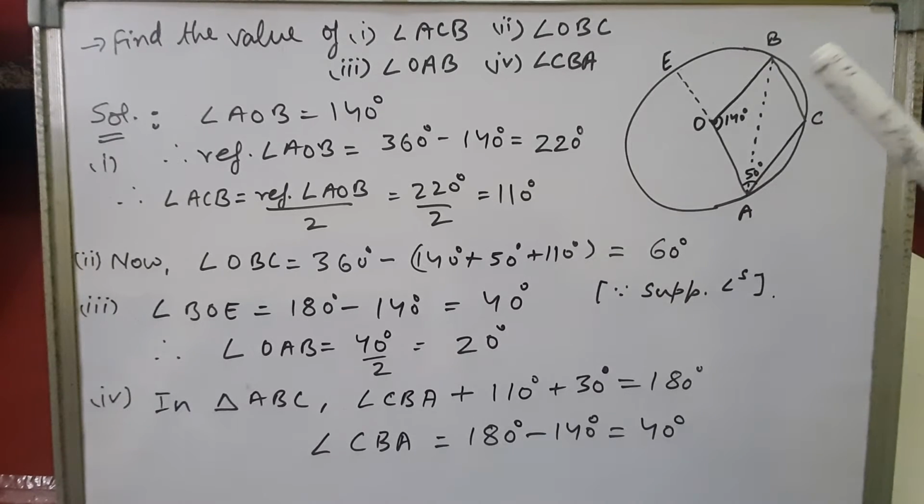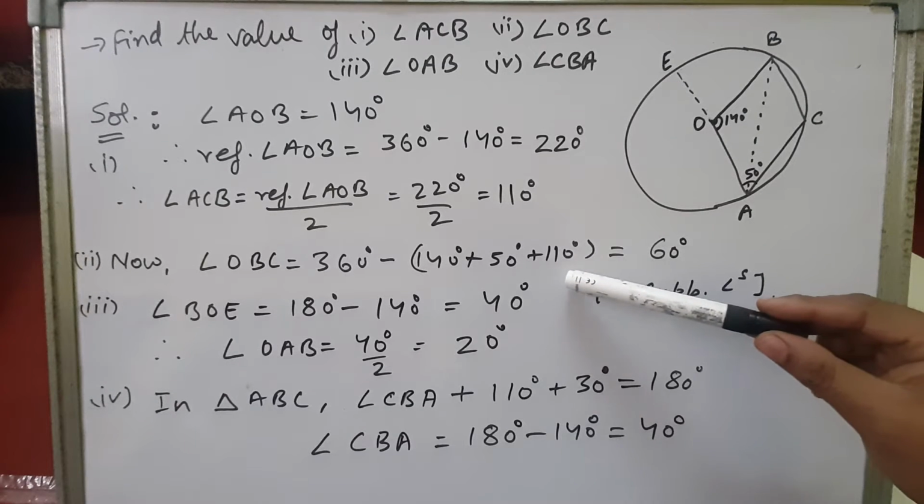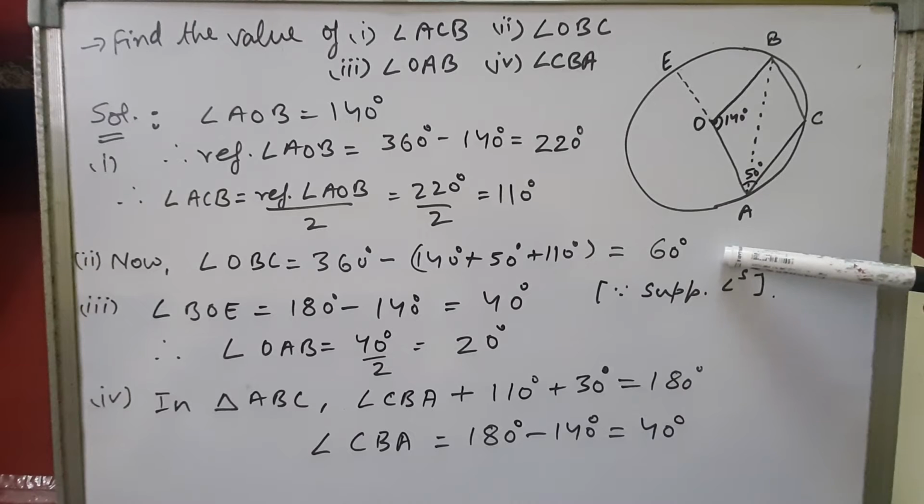Now let's see the second point. Find the value of OBC. Where is OBC? This is O, this is B, and this is C. Now if you see that OACB is a quadrilateral, and we know that the sum of angles of a quadrilateral is 360 degree. So the value of OBC will be 360 minus the sum of the remaining three angles, which will be 300 degree. So 360 minus 300, it will be 60 degree, right?